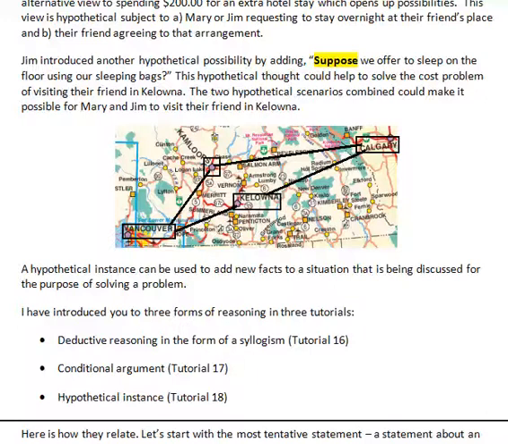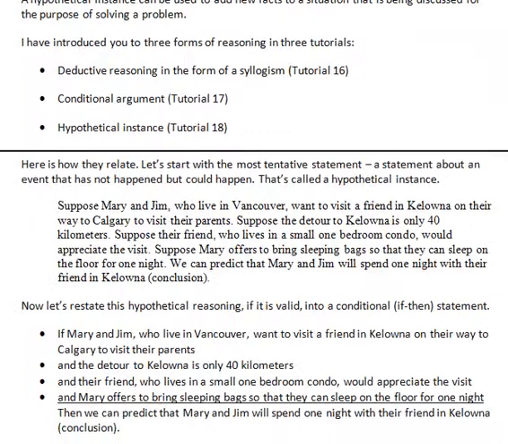A hypothetical instance can be used to add new facts to a situation that is being discussed for the purpose of solving a problem. I have introduced you to three forms of reasoning in three tutorials. Deductive reasoning in the form of a syllogism, tutorial 16. Conditional argument, tutorial 17. Hypothetical instance, tutorial 18.